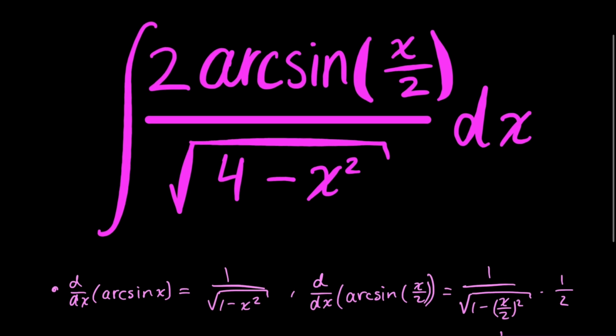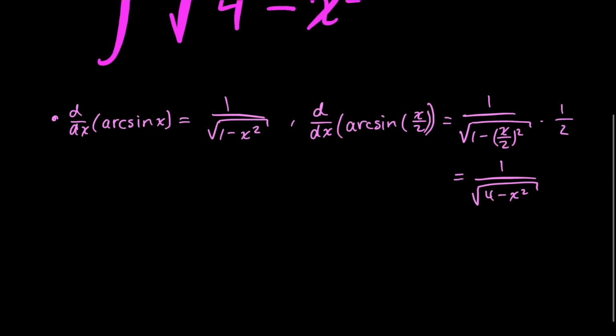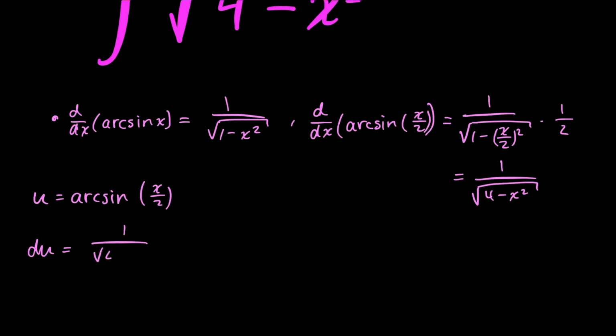Now, if I have a function in an integral together with its derivative, the integration method that I should use is u substitution. So that's what I'm going to apply here, where u is arcsine x over 2, and du is exactly what I just computed, 1 over the square root of 4 minus x squared dx.